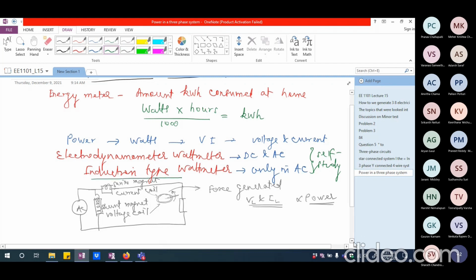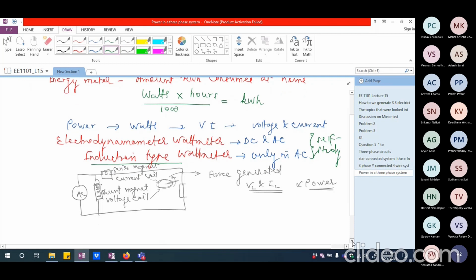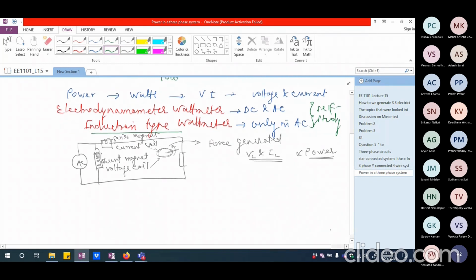Okay, so I would request you to definitely study a little bit about this so that you get familiarized with some of the measuring instruments as well. I think it's important to know about some of the measuring instruments.